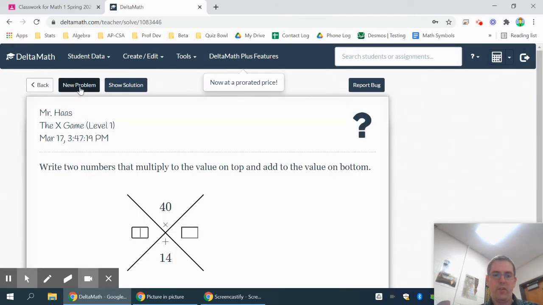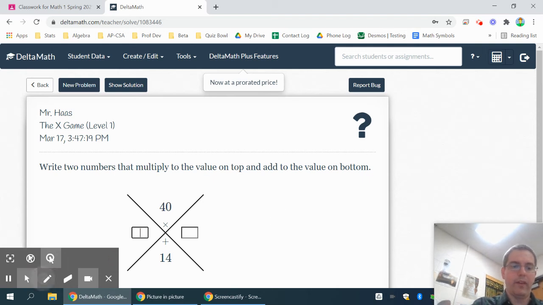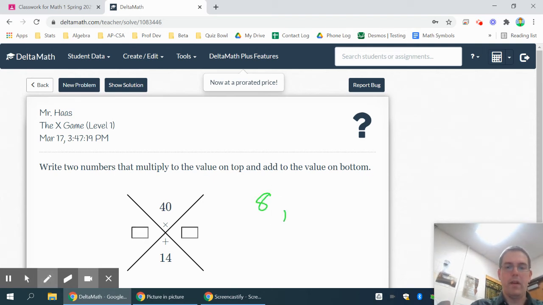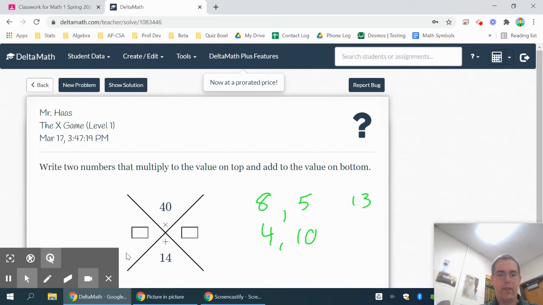And I think this first section is going to be mostly stuff like this. This one, you might think, oh, 40, that's 8 times 5. But 8 and 5 would make 13, not 14. So you think of something else, 4 and 10, and then that's going to make 14. So that's how you do this.